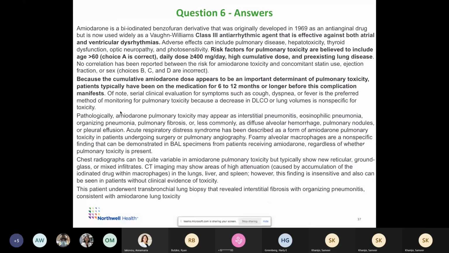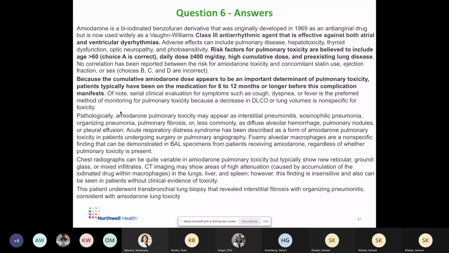So the risks for pulmonary toxicity are believed to include age greater than 60, a daily dose greater than 400 milligrams per day, a high cumulative dose, and pre-existing lung disease. Amiodarone, which is a class 3 antiarrhythmic, is effective against atrial and ventricular dysrhythmias, but it does cause pulmonary toxicity, hepatic toxicity, and thyroid dysfunction. And so something that we have to be mindful of, and patients should be followed with pulmonary function testing.